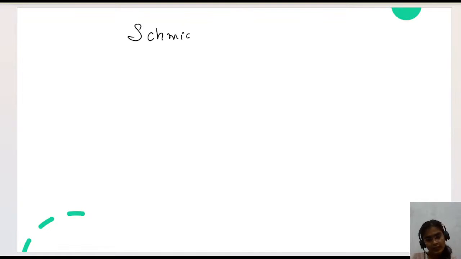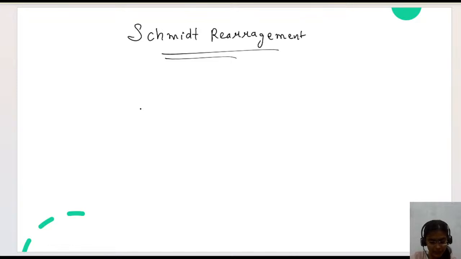That is the Schmidt rearrangement. Same as every naming reaction: what is the substrate, what is the reagent, what is the product? Okay, so let's start from where we have to start. In this case, the carboxylic acid. We have to start with the carboxylic acid first of all.